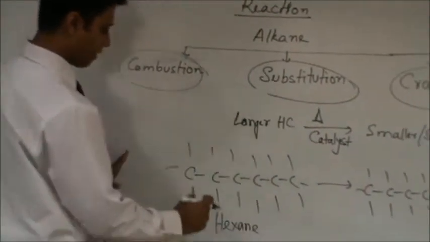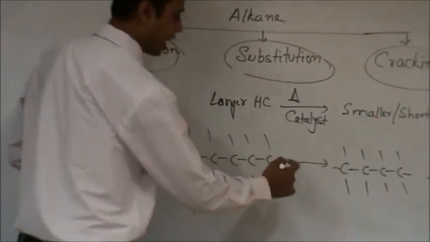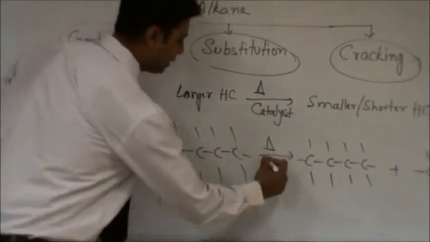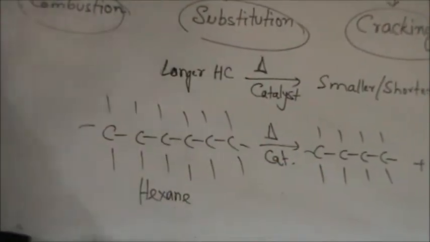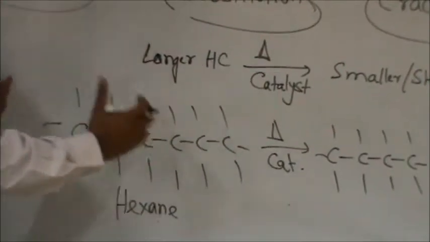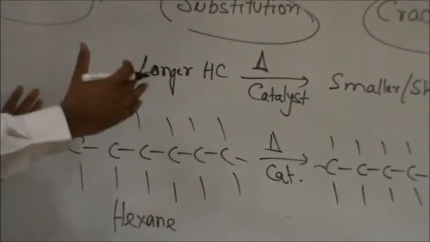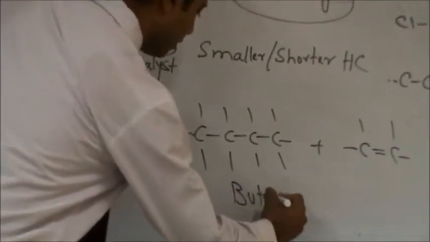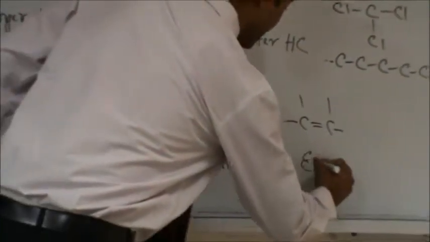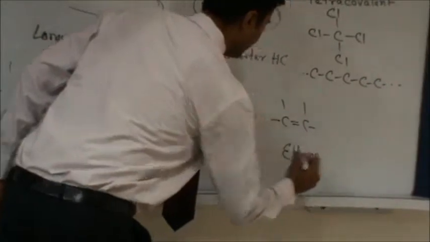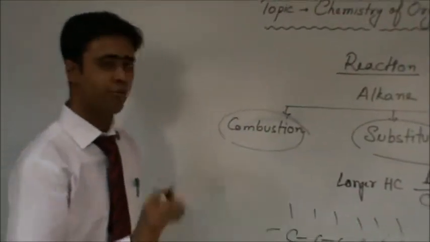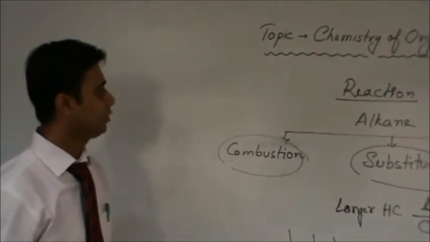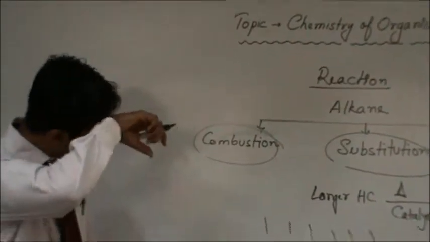which tells us that when a longer hydrocarbon is heated in the presence of a catalyst, the longer chain is broken down into shorter molecules, namely giving butane and ethene in this case. Let us do a short recap on whatever we have learned about the reactions involving alkanes.